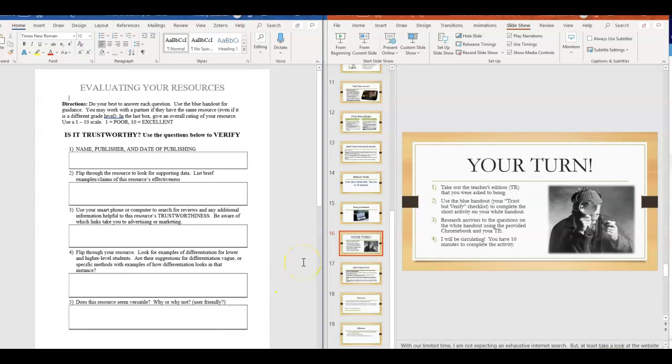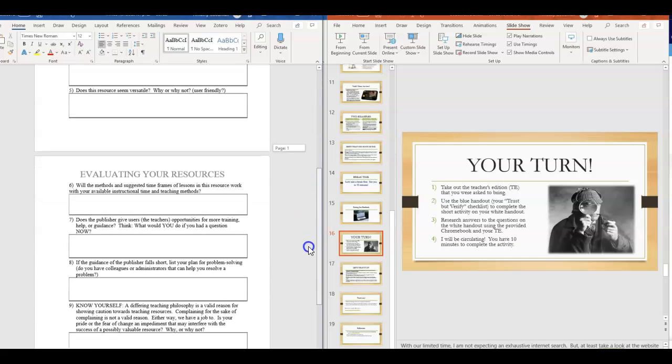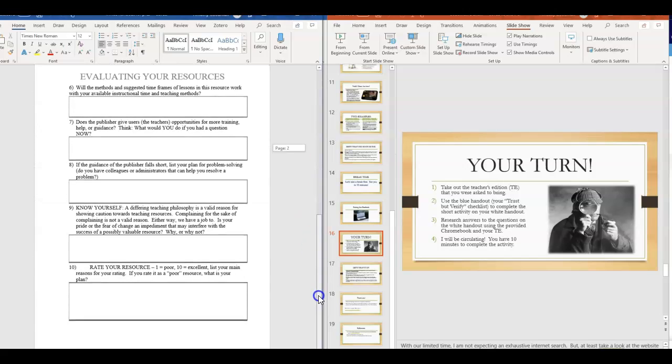Here is what I refer to as the white handout. They're going to be using this to record what they found. It's only 2 pages. And then at the end, I give them a 1 to 10 scale to rate the resource.